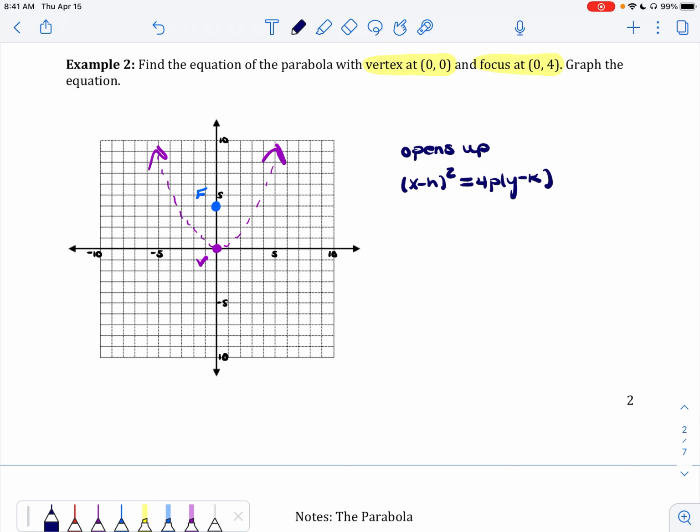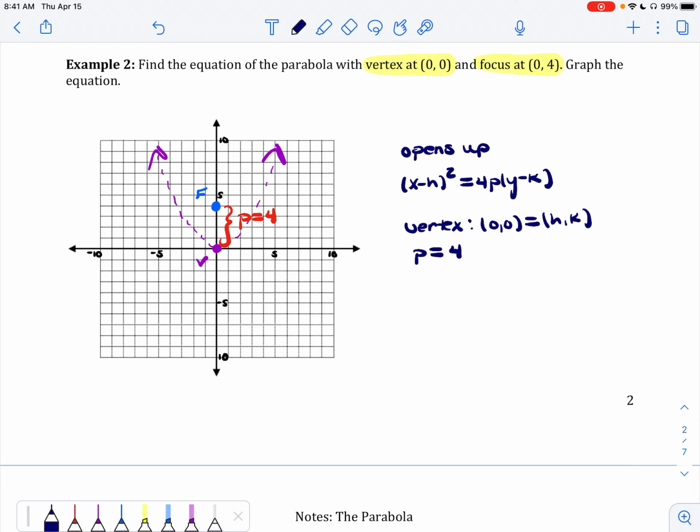Okay, so we just need to figure out h and k, and we need to figure out p. Well, the h and k is the easy part because that's just the vertex, which was given to us. So our vertex we were told was at 0, 0, which means our h and k are just 0 and 0. Now the p-value, remember p is the distance from the vertex to the focus. So if we just count this out, we can see we're going 1, 2, 3, 4 units up from the vertex to the focus. So our p is equal to 4.